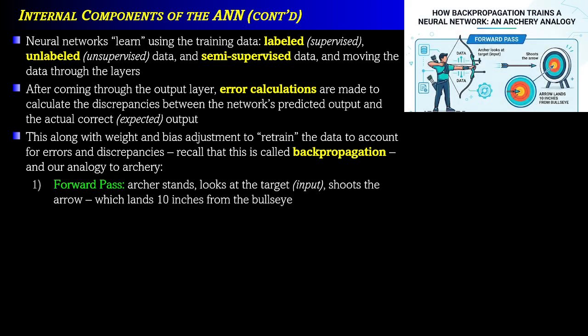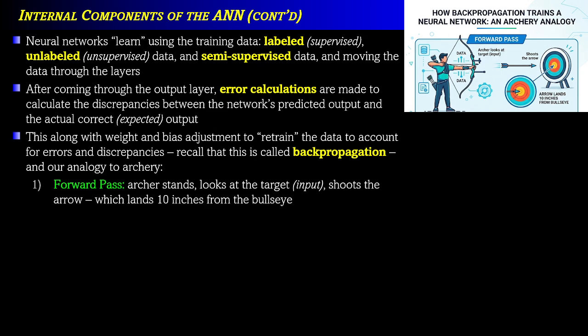All right, so in backpropagation, there's what's first called the forward pass. So let's use our archery analogy. The archer will stand up, take his bow, take his arrow, look at the target, pull back the string of the bow with the arrow loaded in, and shoot the arrow. And let's say it lands at the target 10 inches away from the bullseye. So it's not a perfect shot. The archer's input was taking the arrow, preparing, shooting, and the output is where the arrow actually lands. So that's our first attempt at shooting the arrow to the bullseye.